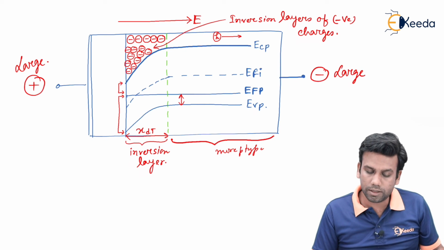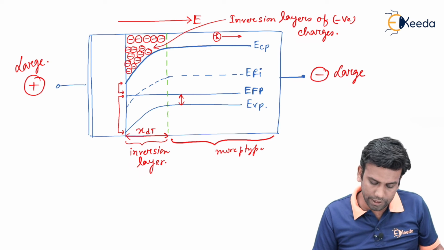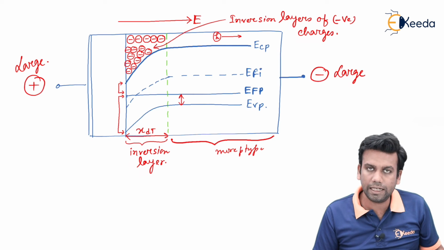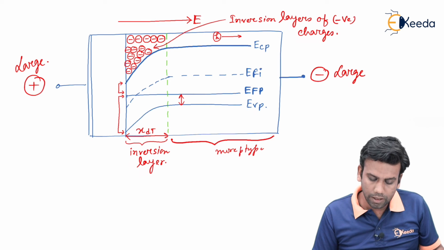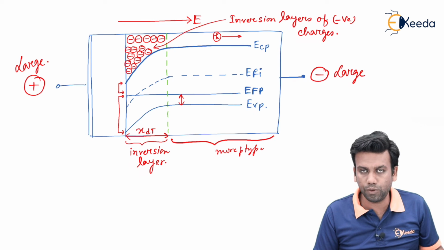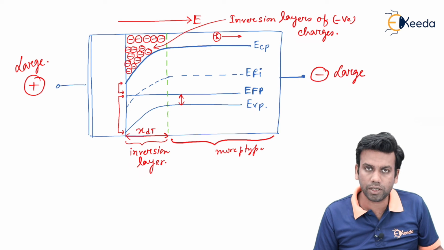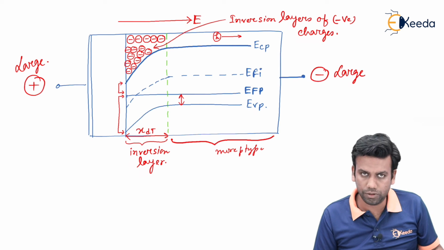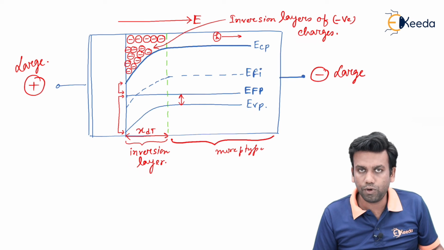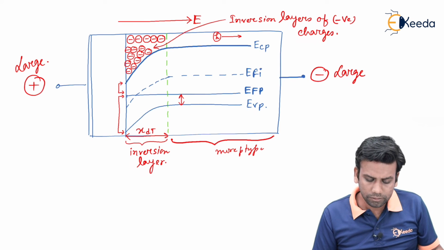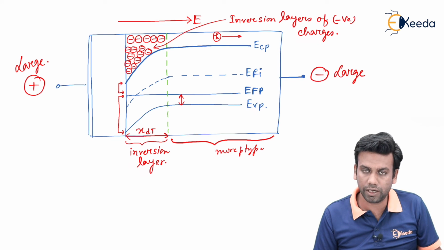So, this is the total scenario of the MOS capacitor, and we can see that in the MOS capacitor there are three regions or three modes of operation. The first mode of operation is the accumulation mode, the second mode of operation is the depletion mode, and the third mode of operation is the inversion mode. So, this is all about the MOS capacitor with p type substrate with three different regions of operation.